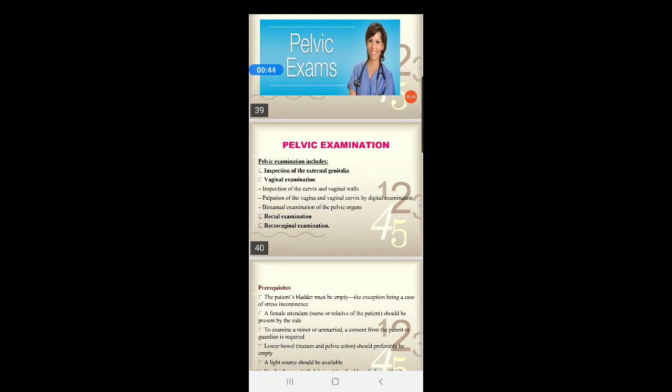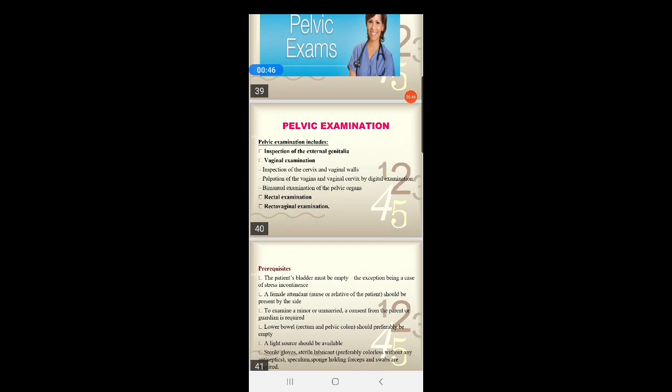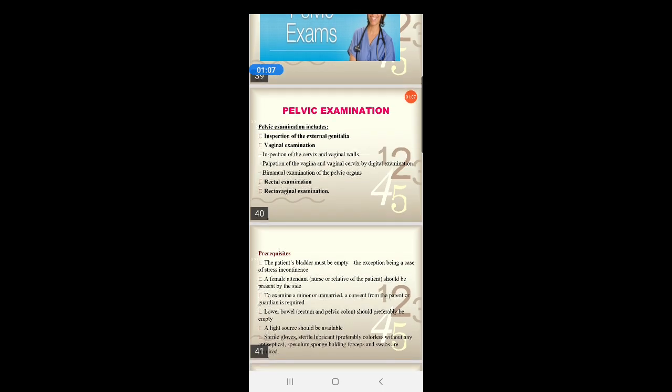The pelvic examination includes first the inspection of the external genitalia. We should always start with the inspection of the external genitalia, whether it is free from any pathology or not, whether the skin contains any abnormality, any patches, any growths, etc. Then we have to go for the vaginal examination. If the external genitalia is free from any abnormality, which we can see just by inspection, then we can go for the vaginal examination.